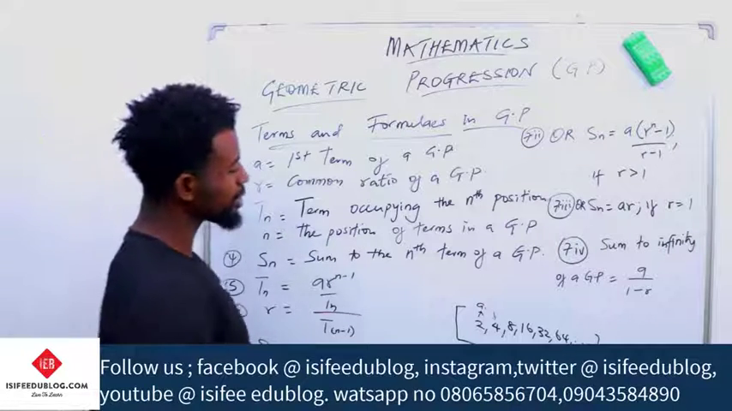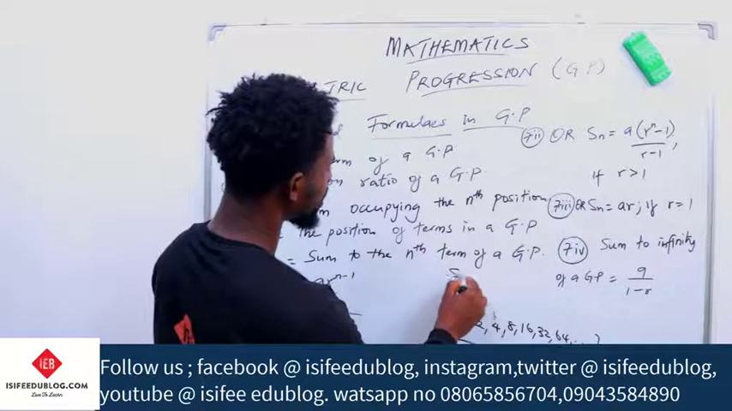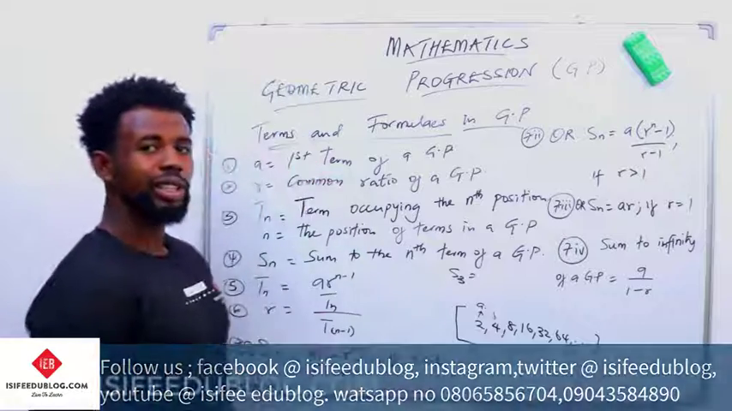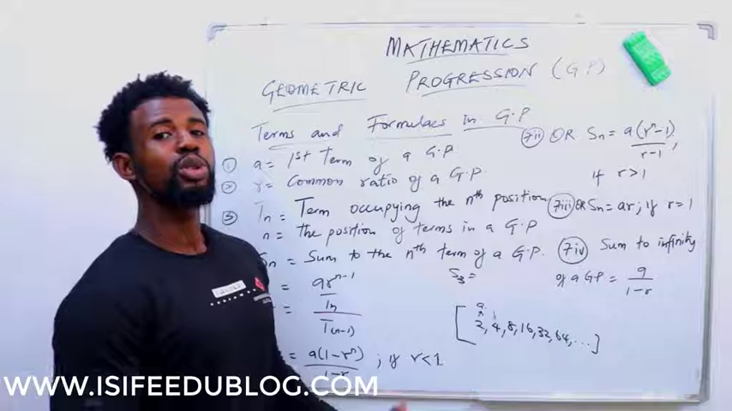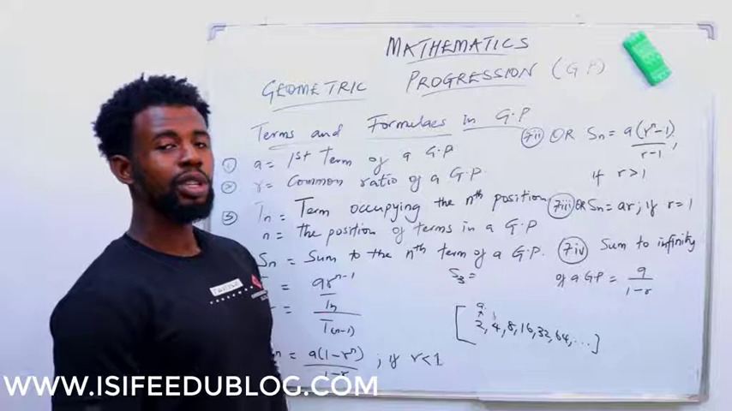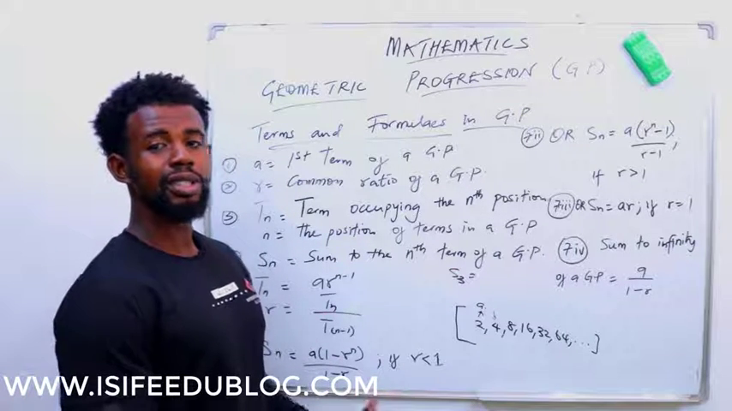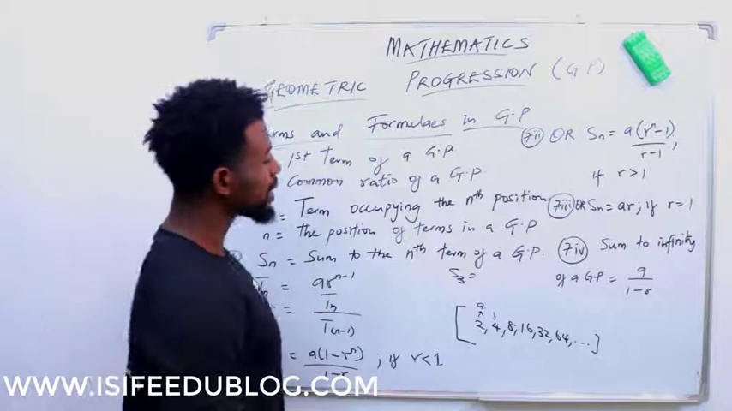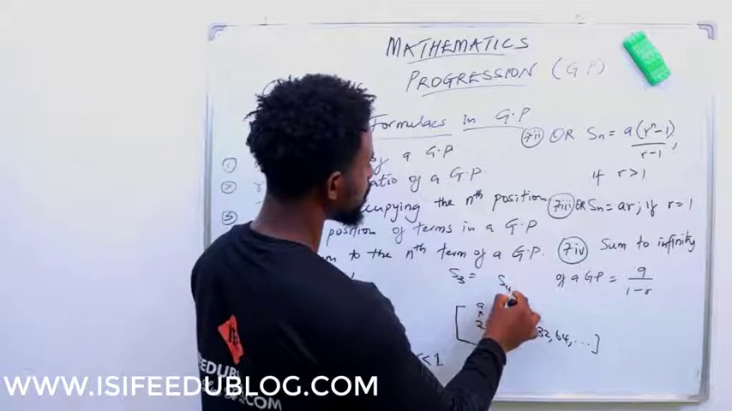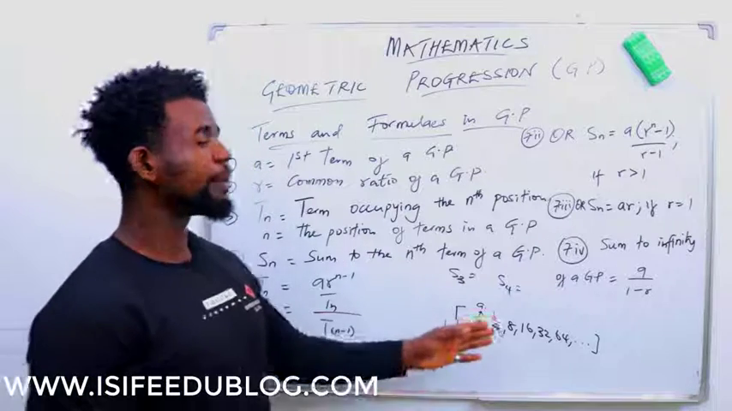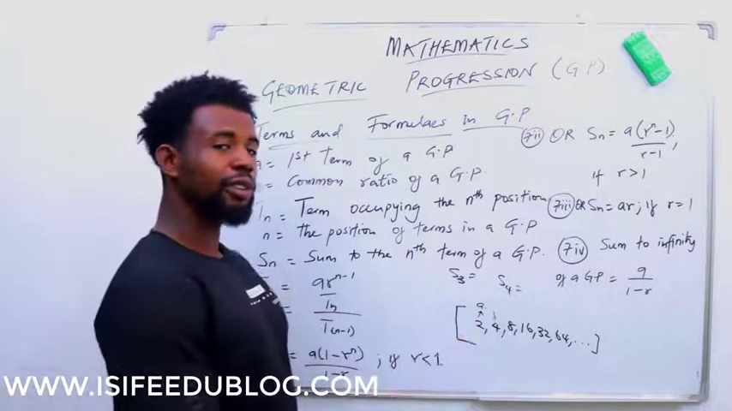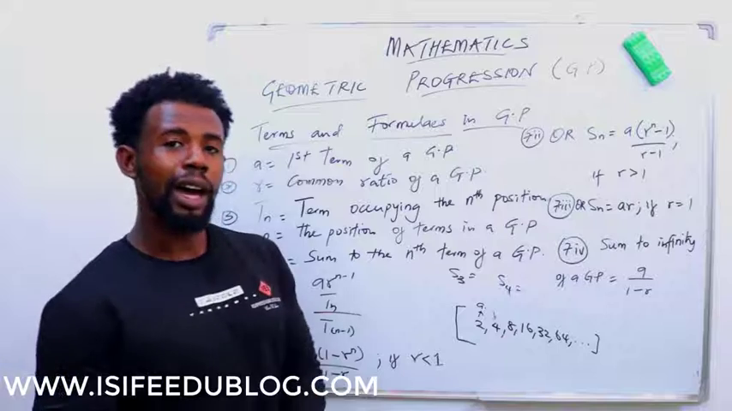So for example, if you have something like S3, what does it actually mean? It means you should find the sum of a particular GP to its third term. So it means find the sum of the first, the second, and the third term. If you have something like S4, this means you should find the sum of the GP to the fourth term. So you need to add your first term, your second term, your third term, and your fourth term.